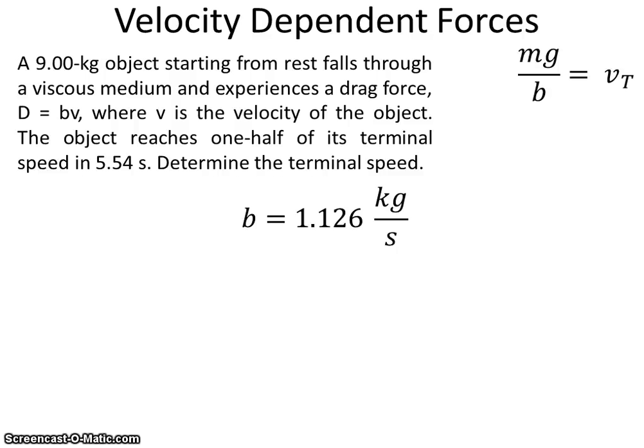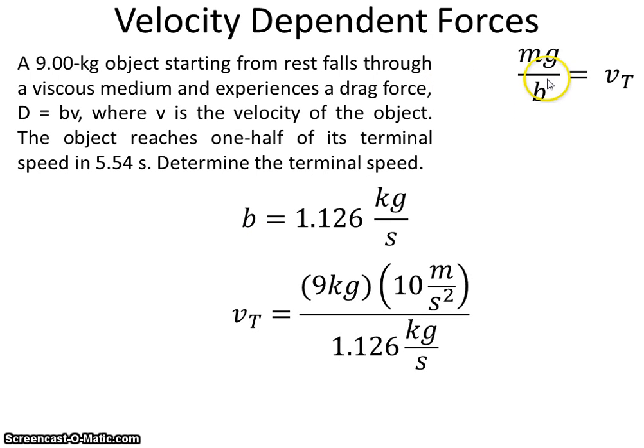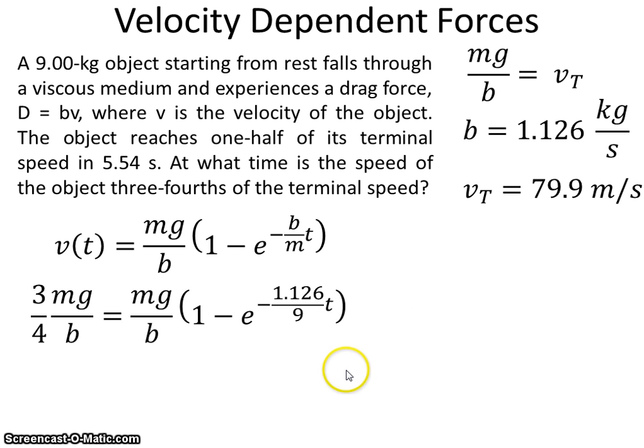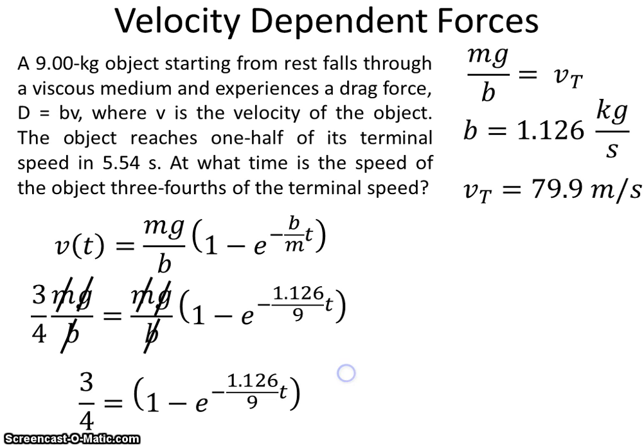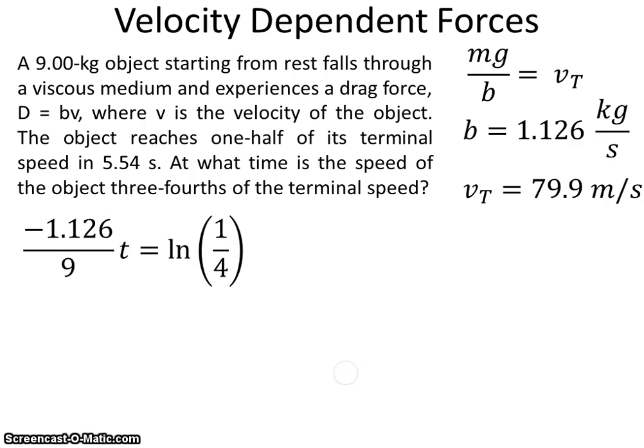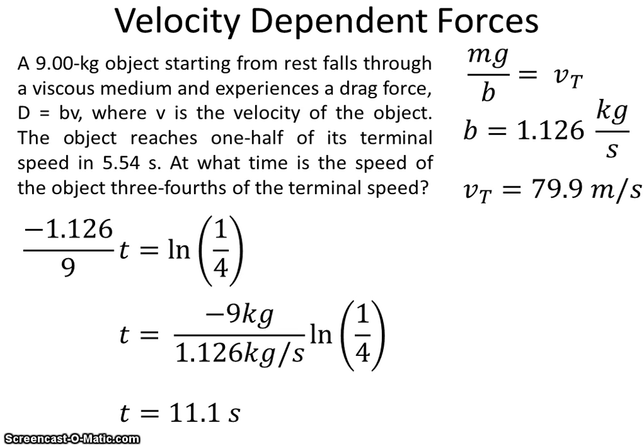Okay, so now let's determine the terminal speed. Well, the terminal speed is mg over b, so I can plug in the mass, g, and now this b, and I find out the terminal speed is 79.9 meters per second. Okay, now let's figure out what time the speed of the object is 3/4 of the terminal speed. Well, now I'm going to plug in 3/4 of the terminal speed, where terminal speed is mg over b. So it's going to be 3/4 of mg over b. Divide both sides by mg over b. Rearrange it slightly. Take the natural log of both sides. And then finally solve for t. And I get 11.1 seconds.